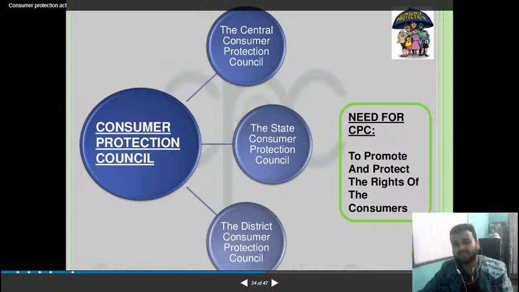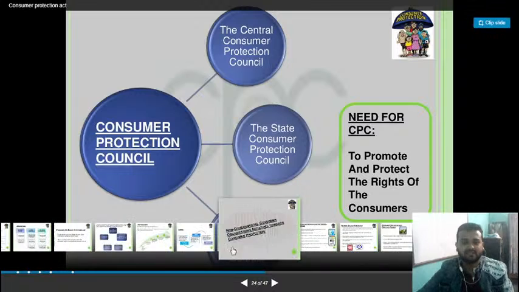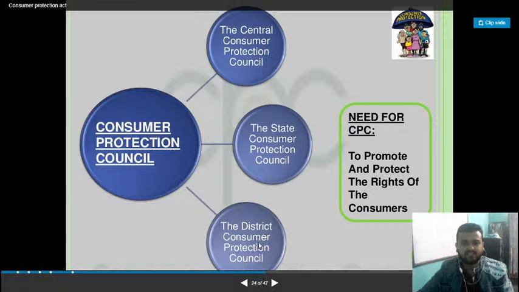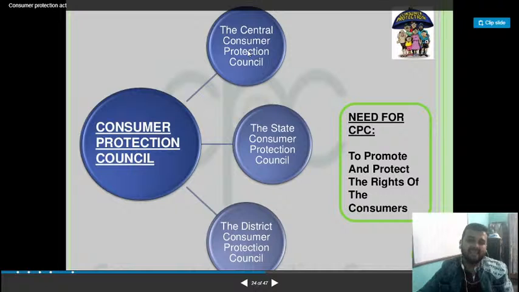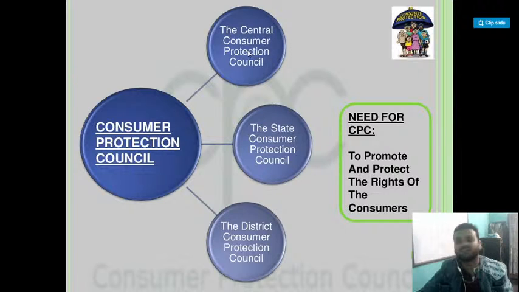The three main places: it starts at the district level. For example, if you are staying in Asansol, there's one district level body known as the District Consumer Protection Council. Next comes the state level. If you're in West Bengal, Jharkhand, Madras, or any state, the second level is the State Consumer Protection Council. And lastly, it's the central level, which means the central government, the Central Consumer Protection Council.